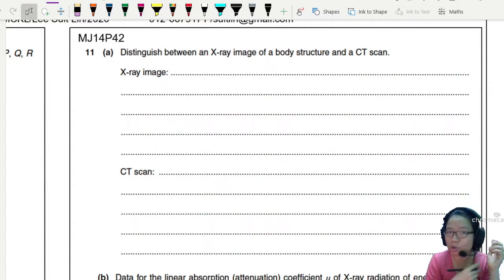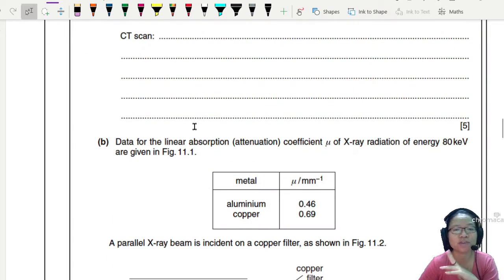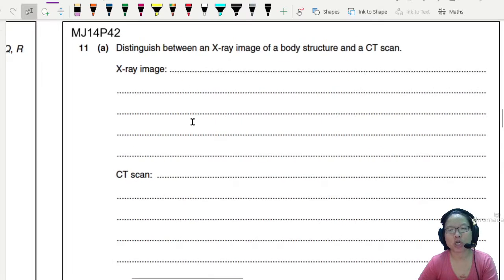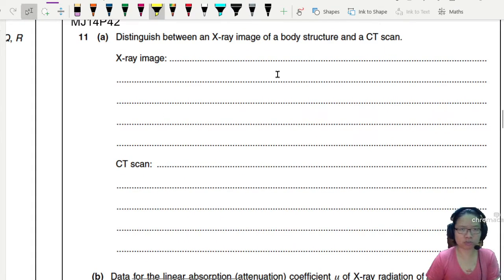In this example video, we are going to first distinguish the image of X-ray and CT scan. Okay, and then after that, we will do some calculation involving the linear absorption coefficient mu using a copper filter. So let's go. All right, distinguish between X-ray and body structure.